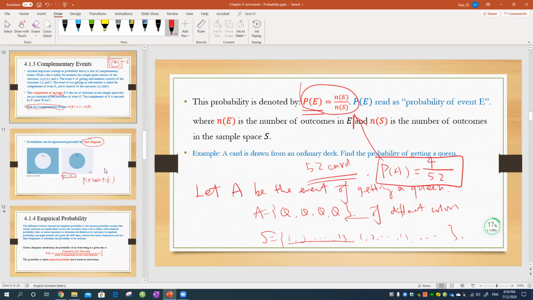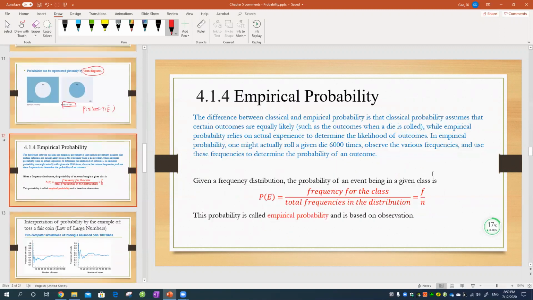But for empirical probability, we're looking at the frequencies. So the frequency for the class divided by the total frequency in the distribution. So we can say empirical probability is based on observation. It still uses a similar formula: probability of event E equals F over N. So we also call this the F over N rule, empirical probability using frequencies.